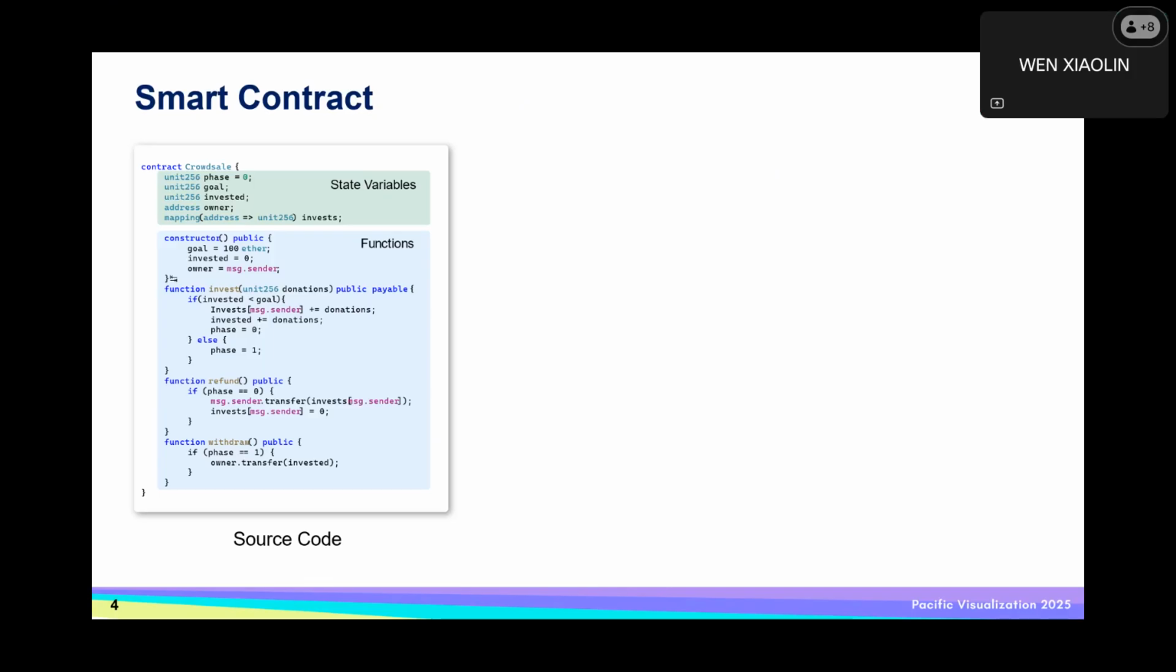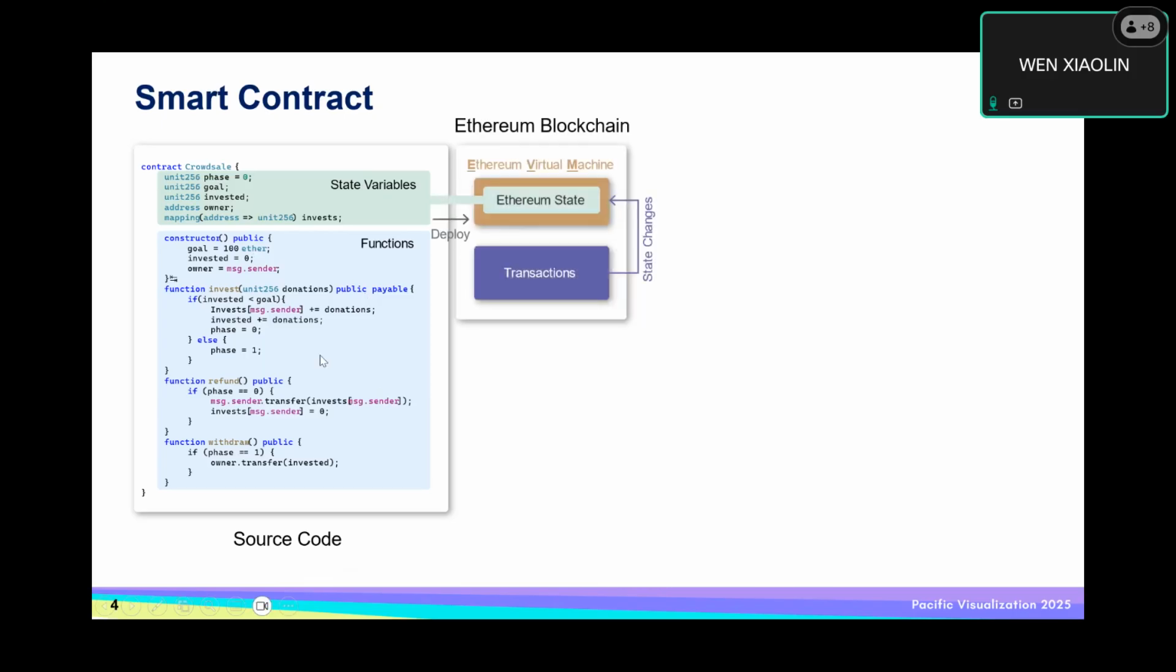Before we go through the visual interpretation, we first see how the smart contract works on the blockchain. This is an example of the source code of a smart contract. Like a normal program, it includes state variables to store some necessary information, and it also has some functions to control its execution. Take the Ethereum blockchain as an example. The smart contract code will be deployed on the Ethereum virtual machine, and the user can use the function APIs to call these functions and interact with the smart contract. And all these interactions are recorded as transactions on the blockchain.